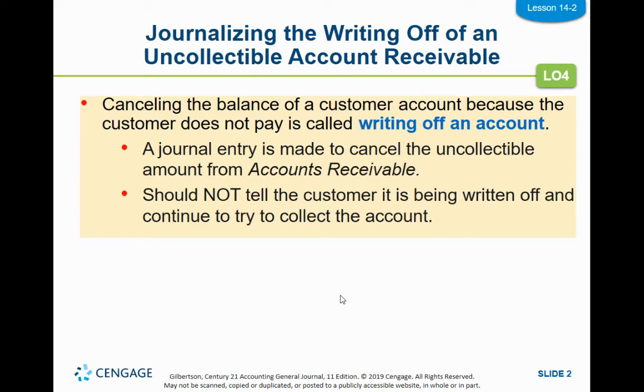You should never tell the customer that you've written off their account, because they're just going to say, well, then I don't have to pay it back. But if they still see it as a debt, they may eventually make an effort to pay it.